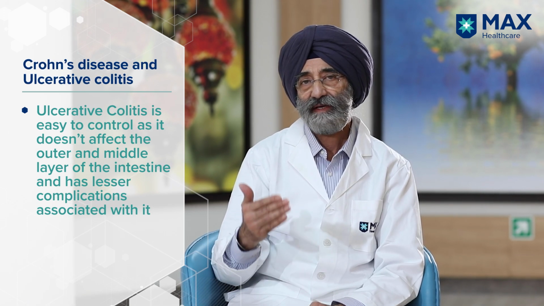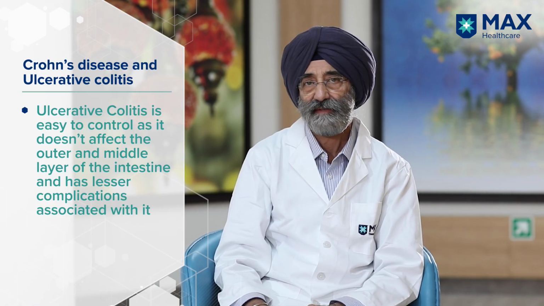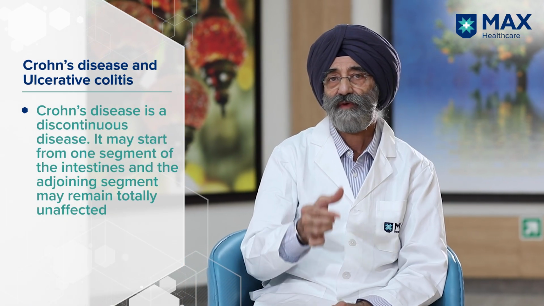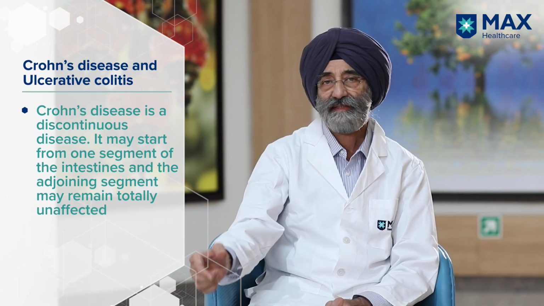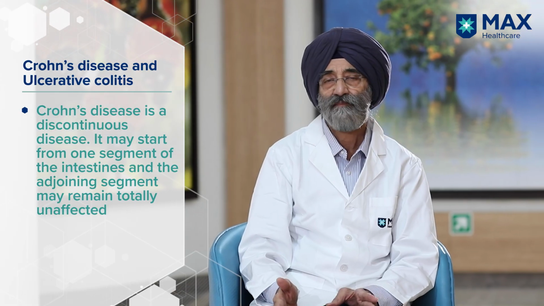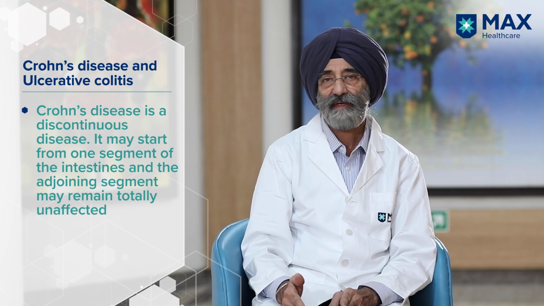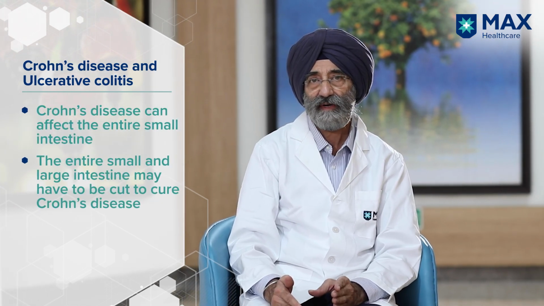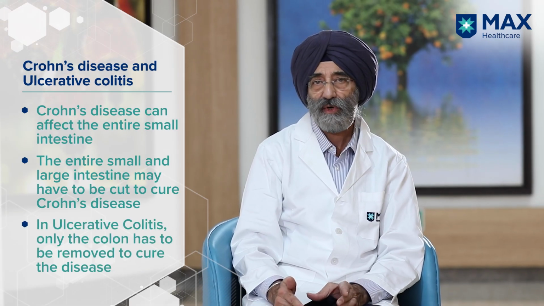Number two, ulcerative colitis starts from the rectum and moves up continuously up to a variable extent, whereas Crohn's is a totally discontinuous disease. It may involve one segment, the other segment may be normal, it may involve the next segment, the segment beyond that may be normal, so it is a discontinuous disease as opposed to ulcerative colitis. Then the extent of involvement: Crohn's disease can affect the entire small bowel. Ulcerative colitis, as I've said, is limited to the colon.